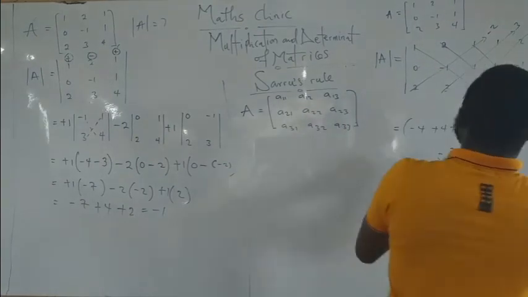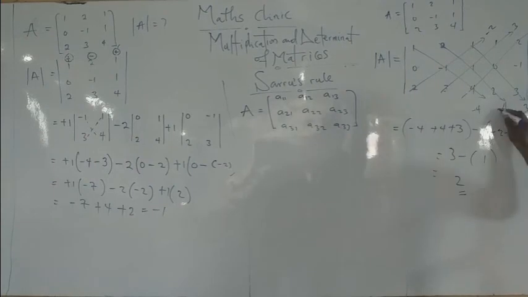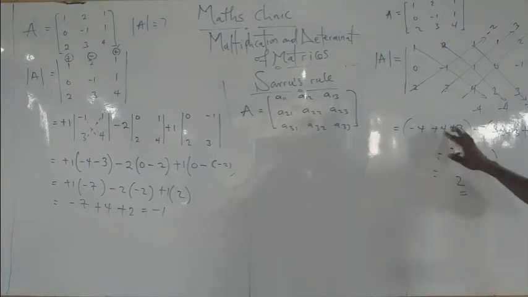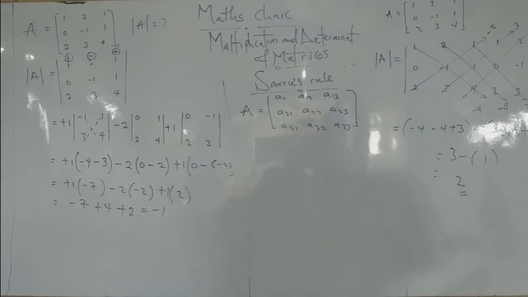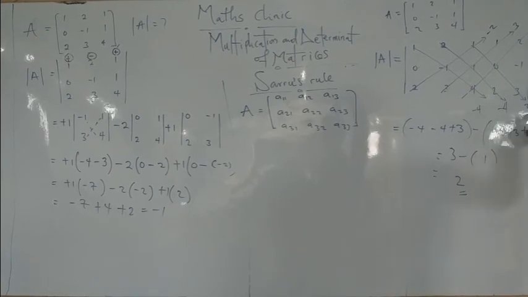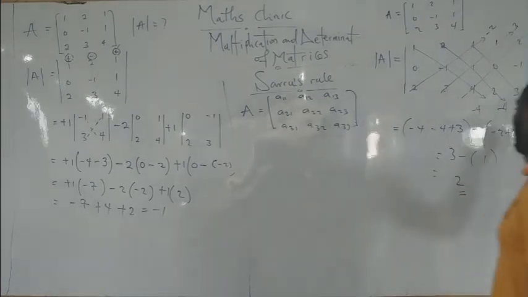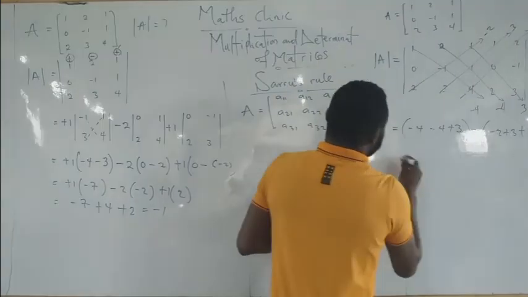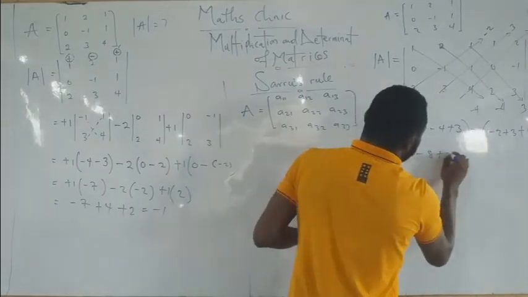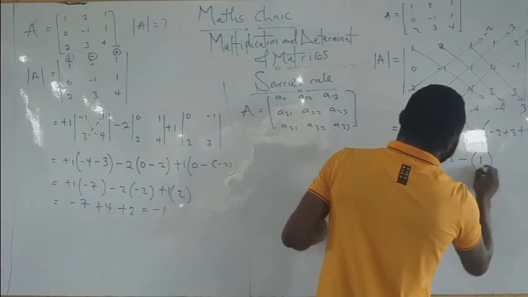Minus 4. Oh, look at it. Minus 1 times 1 times minus 1 times 4. This is minus 4. Take note. So this will be minus 4. Please take note. Minus 4 minus 4. That is minus 8. Minus 8 plus 3. That's minus 5. This will be minus 8 plus 3 minus, this will give you 1.